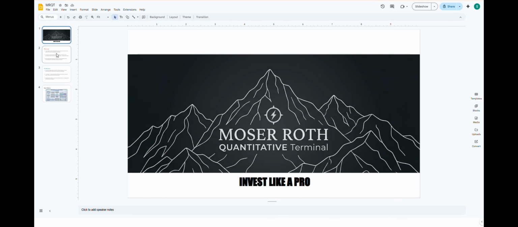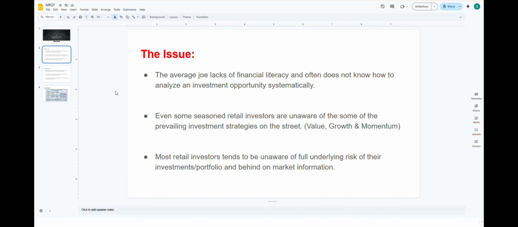Let me pinpoint the issues first. The average Joe lacks financial literacy and often does not know how to properly analyze an investment opportunity. Even some seasoned retail investors are unaware of some of the most prevailing investment strategies on the street, like value, growth, and momentum investment styles. So most retail investors tend to be unaware of the full underlying risk of their portfolio or investment.